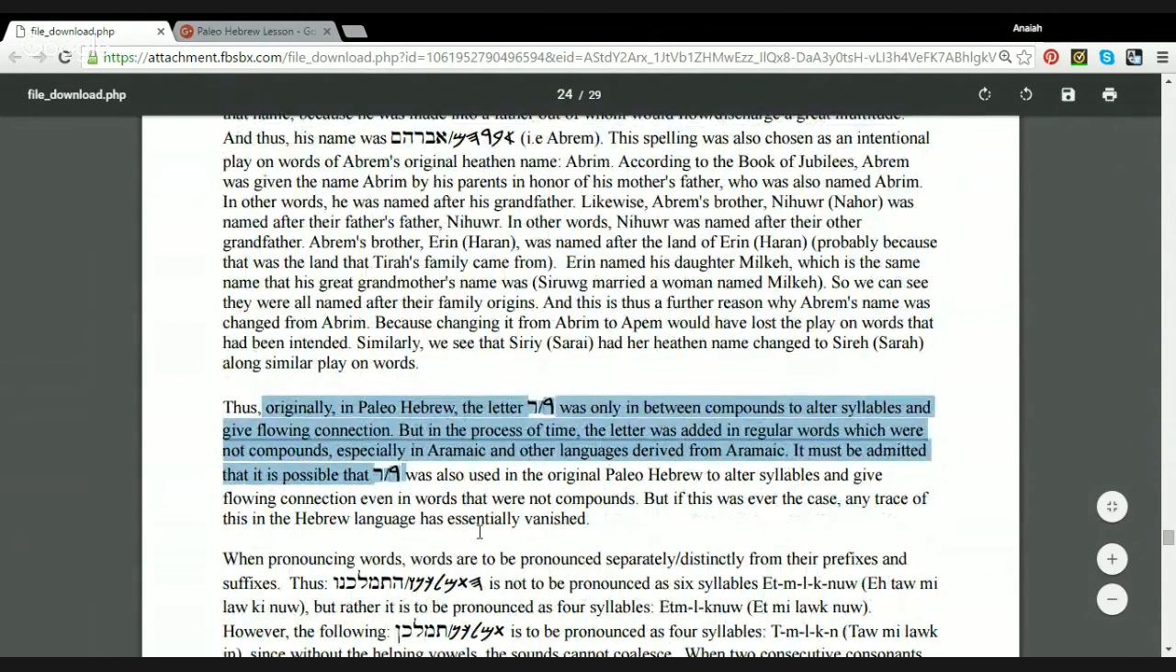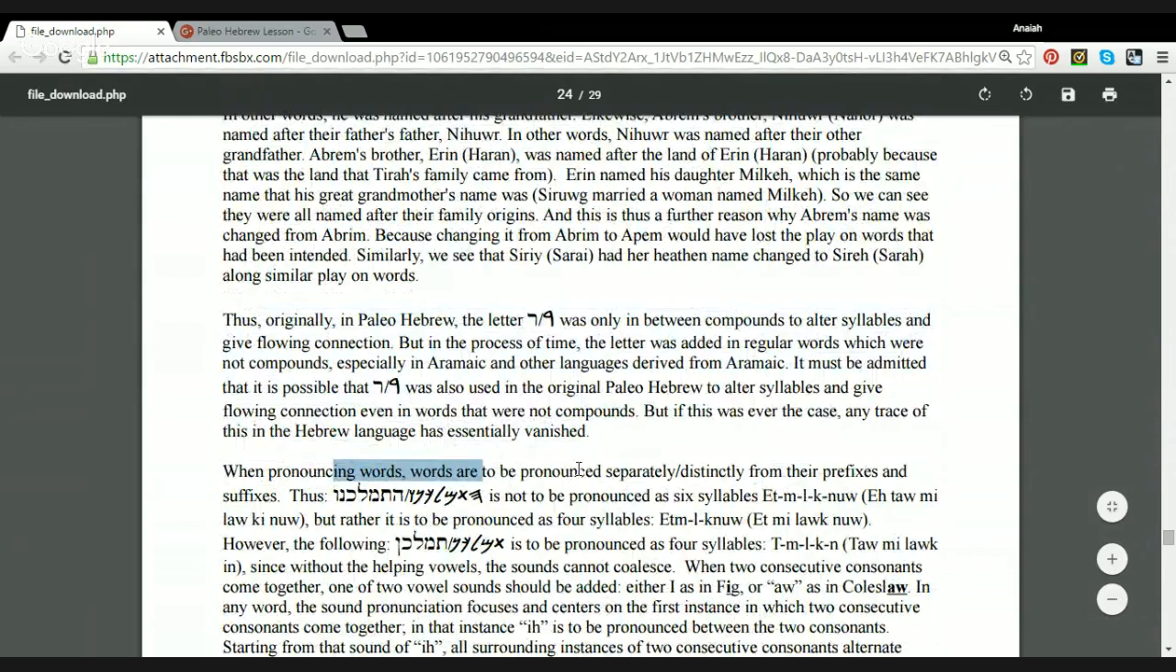Then I say, words are to be pronounced separately or distinctly from their prefixes and suffixes. So this word right here, can you see this word? Yep. I say it is not to be pronounced as 6 syllables. Don't pronounce it as etamilakanu. That sounds silly.